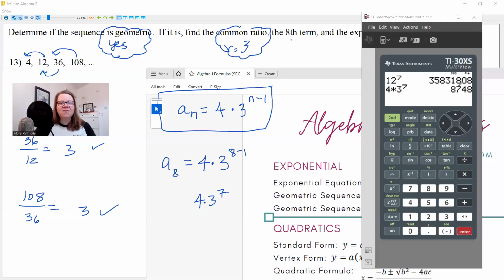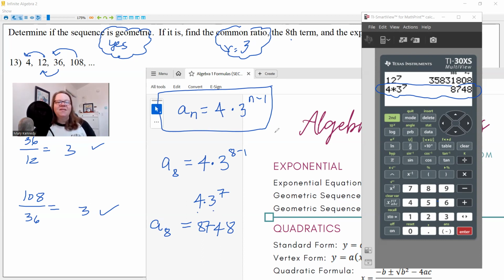Okay, so we've got our answer here, 8,748. I went ahead and put 12 to the 7th up there just so you could see the difference, right? That's a huge difference. So the eighth term is going to be 8,748, not that huge number. So just remember, order of operations is 3 to the 7th, and that's times 4.